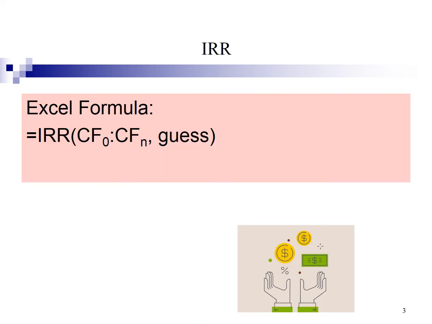Excel has a built-in formula for IRR. All you need to do is type equal IRR, highlight the cash flow from time 0 to time t. You may choose to use or not to use the guess function. The guess function is used when you think that there could be more than one value for IRR. If you choose not to use the guess function, you can leave it blank.